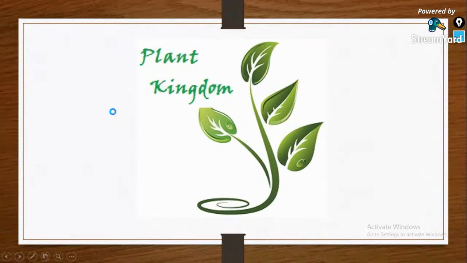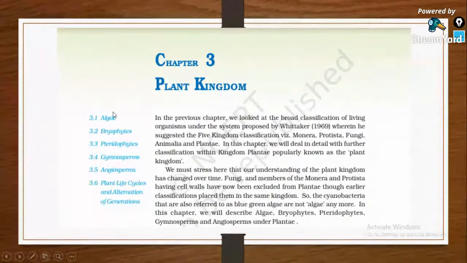So today's topic is the plant kingdom, and we have different topics under this: algae, bryophyte, pteridophyte, gymnosperms, angiosperms, plant life cycles, and alteration of generation. All these are the different topics coming under plant kingdom. Now we are going to start with the chapter Plant Kingdom, the third chapter of class 11 biology. So focus.